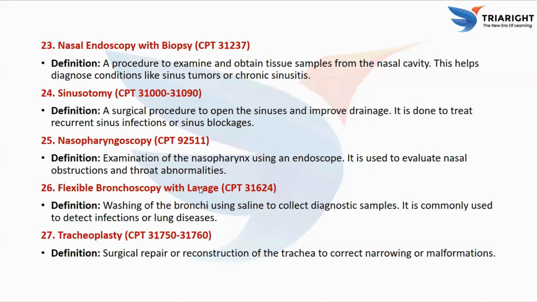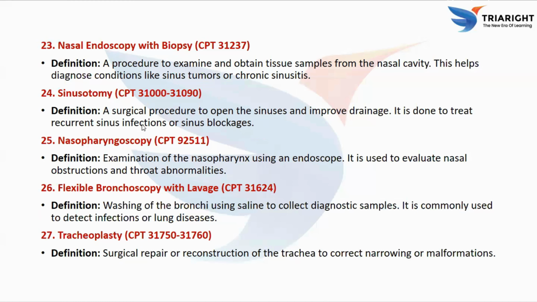Here are the key teaching points: endoscopy plus biopsy. You can quote the CPT code 31237. Biopsy means a tissue is taken and sent to pathology. This is done under local or general anesthesia. Do not code separately for biopsy. Biopsy is included in the CPT code 31237.